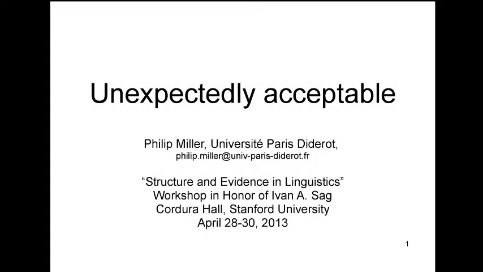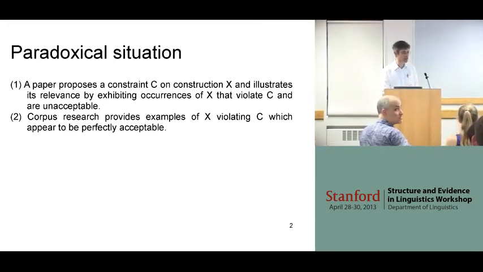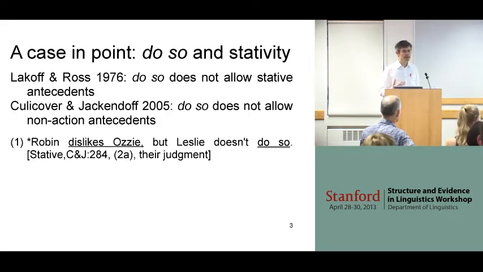So all of us, I think, have been in a sort of paradoxical situation where we read a paper that proposes a constraint C on a construction X and illustrates its relevance by showing us occurrences of the construction that violate C and that seem to be unacceptable. And then we do corpus research, or we just introspect, and we find examples of X that violate C and seem perfectly acceptable. So a case in point is Dussault and Stativity.